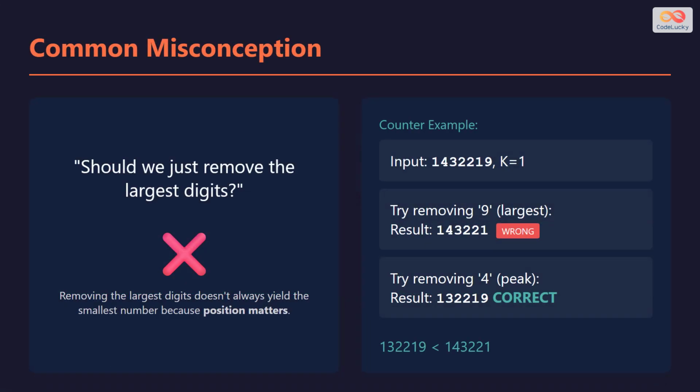A common mistake beginners make is thinking, I should just remove the largest digits from the number. However, this is wrong. In our example, the largest digit is 9. If we remove 9, we get 143221. But if we remove the peak 4, we get a much smaller number starting with 13. The position of the digit matters more than its value.